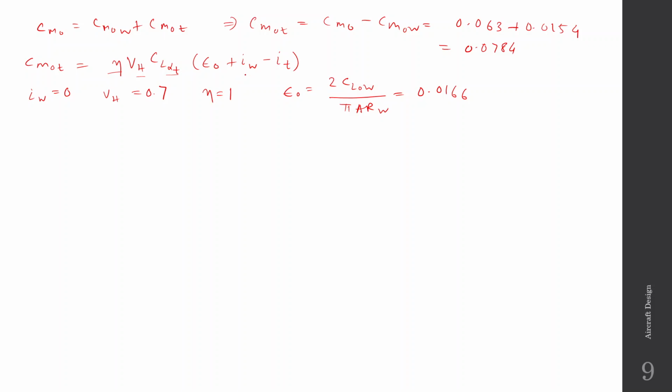So now we can substitute all these values and we can find the tail setting angle. So when you do all this, you will find that the tail setting angle comes out to be roughly 0.573 degree. Okay, so very small angle. Maybe you can even neglect it.